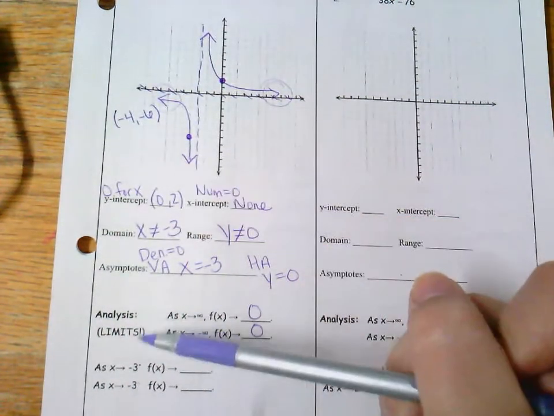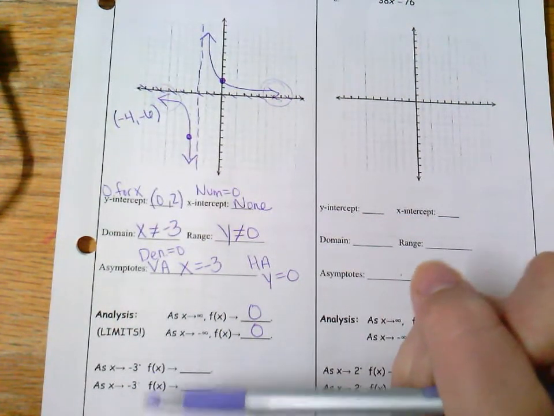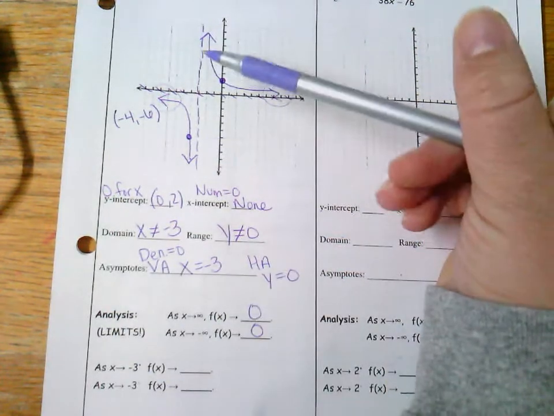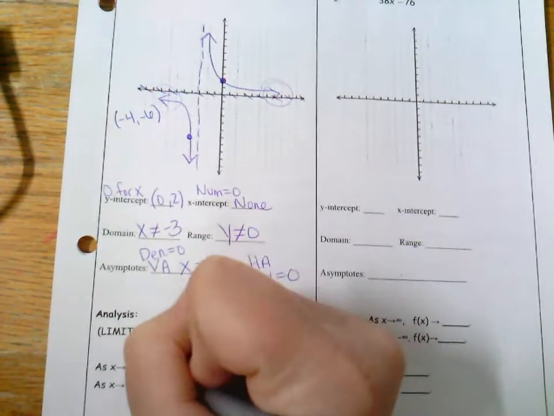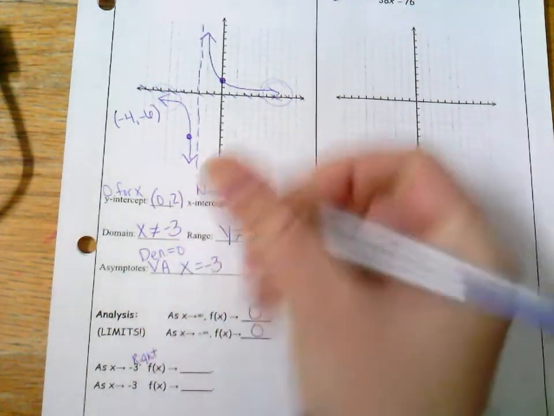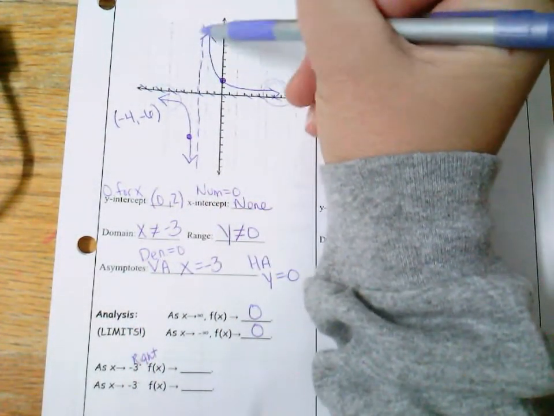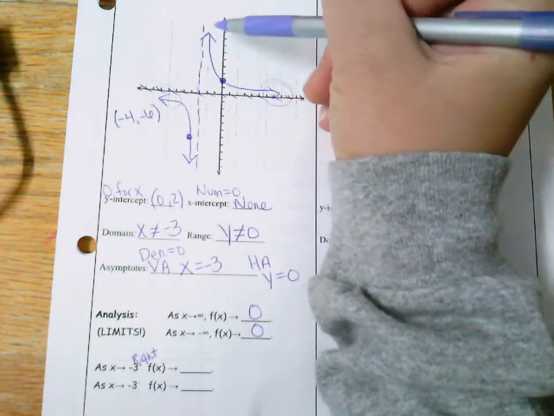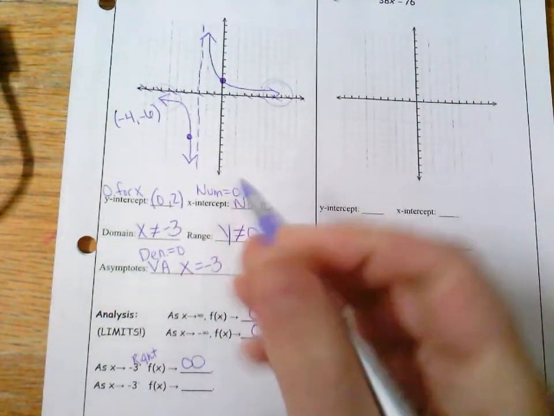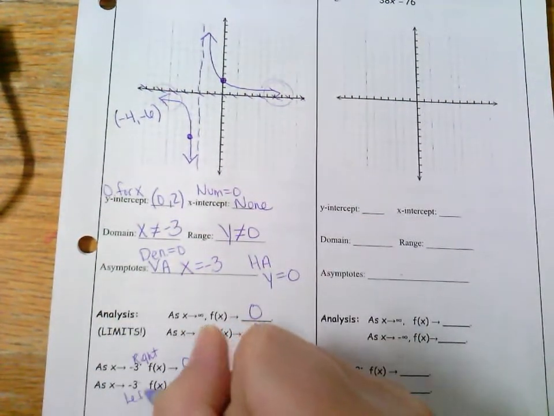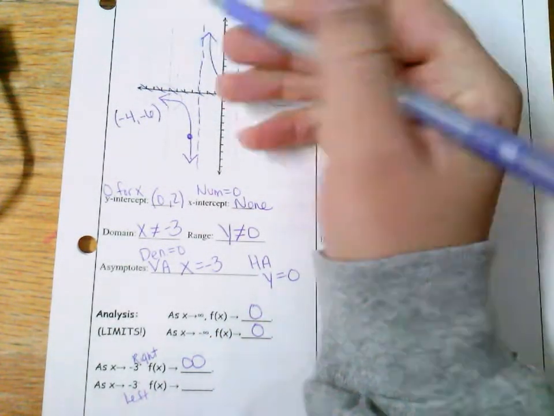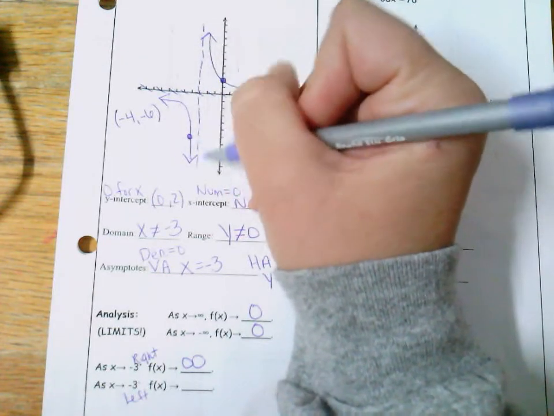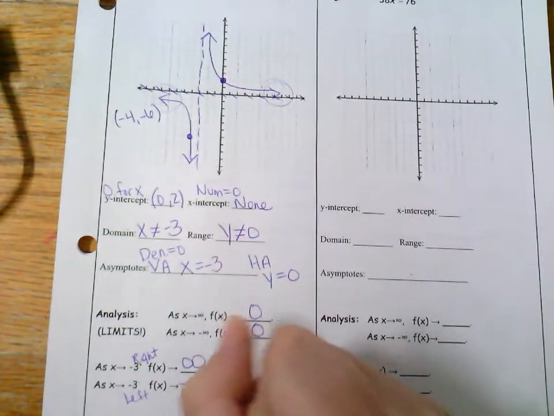Then they're asking you about what's happening by these asymptotes. So negative 3 is the asymptote. If it says from the plus side, that means from the right. What's happening on the right-hand side? It's shooting up towards positive infinity. Negative means from the left-hand side. As I approach negative 3 from the left, my arrow is pointing down towards negative infinity.